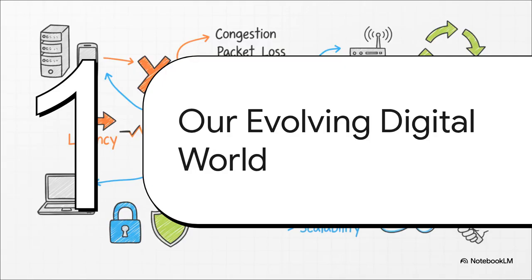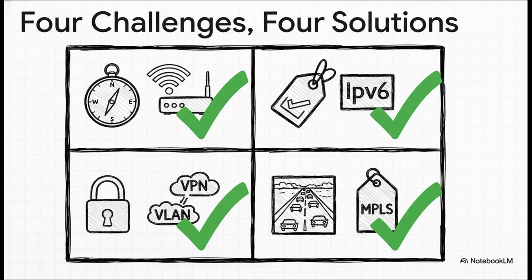So let's just bring it all together. These technologies, they're not just isolated tricks. They're all part of this interconnected system that makes our entire digital world possible. We faced the challenge of navigation, and we solved it with smart routing. We faced the challenge of identification, and we solved it with the massive scale of IPv6. We needed privacy and we needed organization, and we got that from VPNs and VLANs. And finally, we needed to control traffic flow, which we achieved with the express lanes of MPLS.